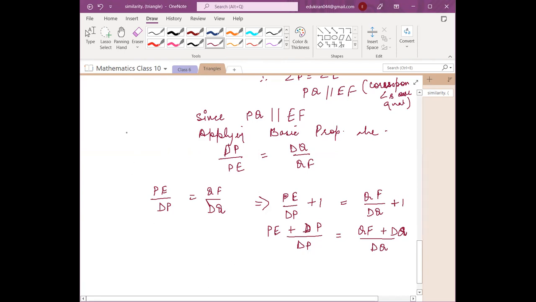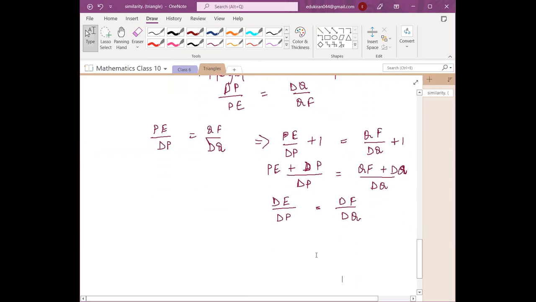Now what is PE plus DP in the diagram? Please see your diagram. Ma'am, DE. DE, the complete side DE, right? DE upon DP. Similarly, QF plus DQ is how much? Ma'am, DF. DF, your complete side DF upon DQ. Okay, now again I'm flipping it. No, before flipping it, I can do one thing here. Now DE is equal to AB, right? And DF is equal to AC. So can I substitute?